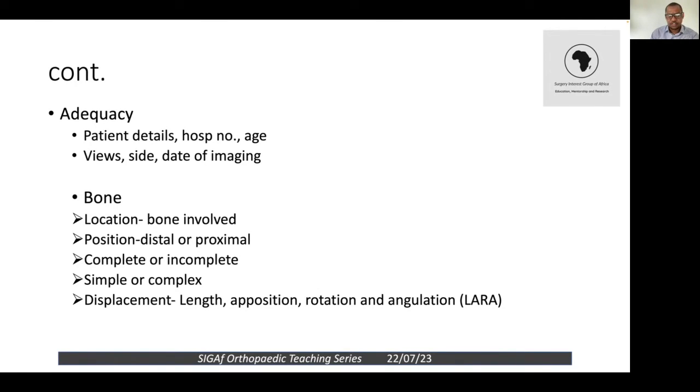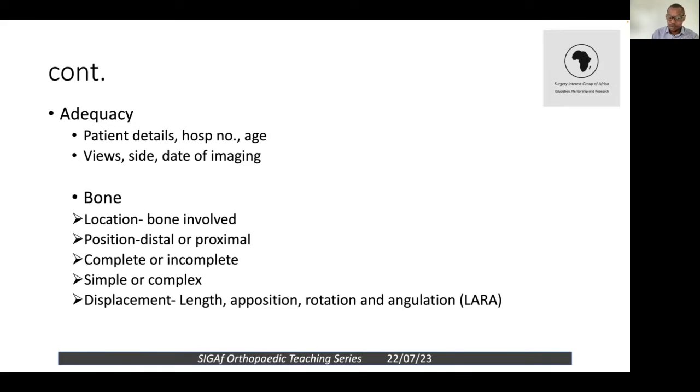So simple things. If you're looking at the adequacy, you want to see, is it the right patient you're looking at? I know it sounds pretty simple, but there's been times when, as you probably also know, people have looked at the wrong X-ray and come up with a marvelous diagnosis, but unfortunately for the wrong patient. You also want to look at the age of the patient, the hospital number, and the date is very important because some patients might have previous X-rays of a similar fracture or on a different limb. So it's always good to just make sure that you're looking at the right side. Look at the views, look at the dating of the imaging as well.